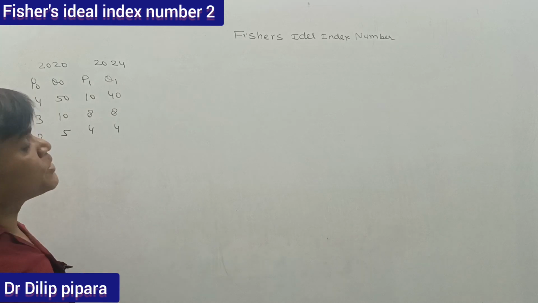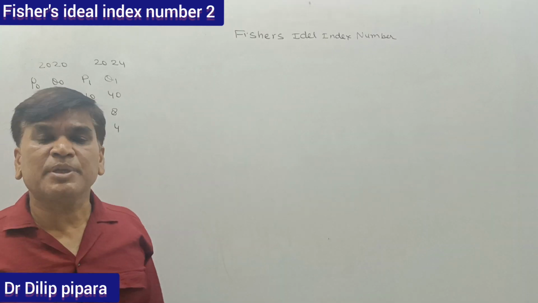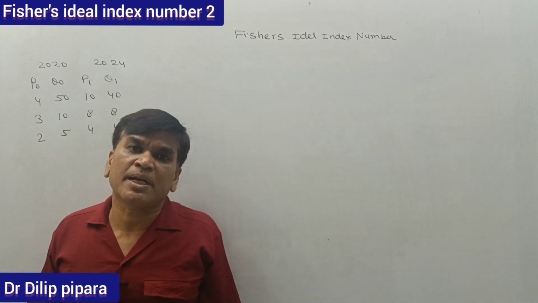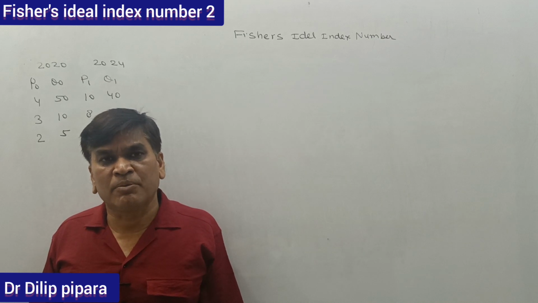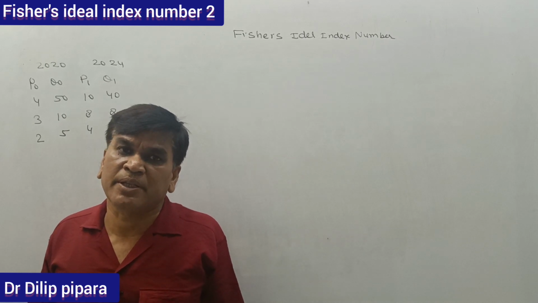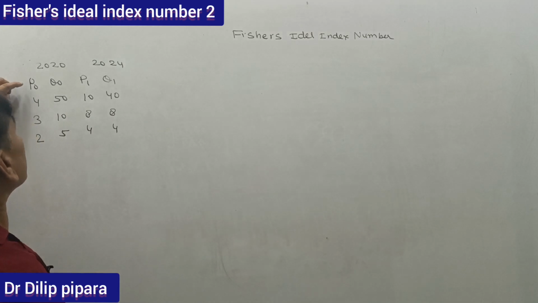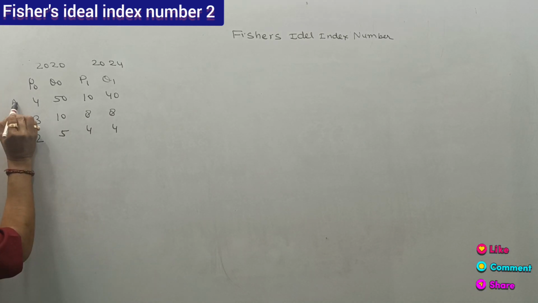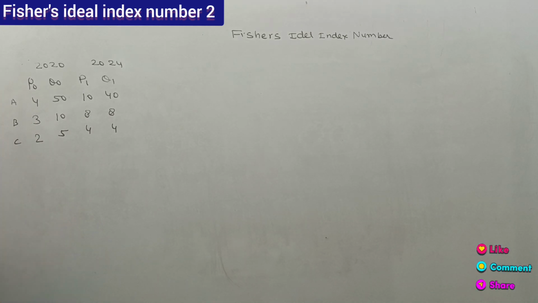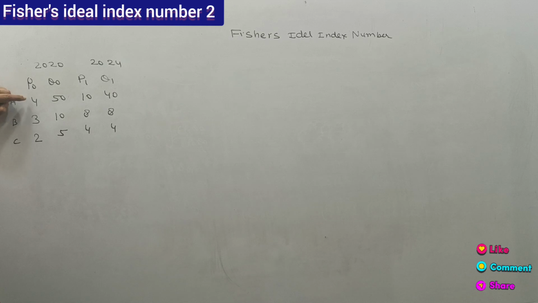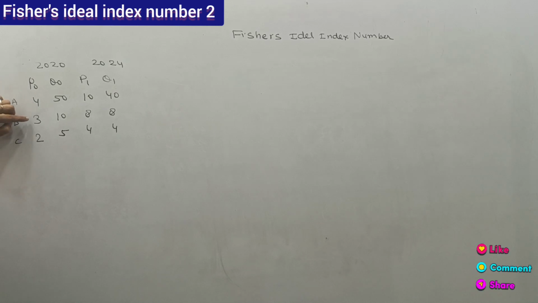The base year is 2020. On the basis of the base year, we are to calculate the Fisher ideal index number for the current year, that is 2024. The price of the base year is given for commodities A, B and C. The price of A in 2020 is 4 rupees, the price of B is 3 rupees and the price of C is 2 rupees.